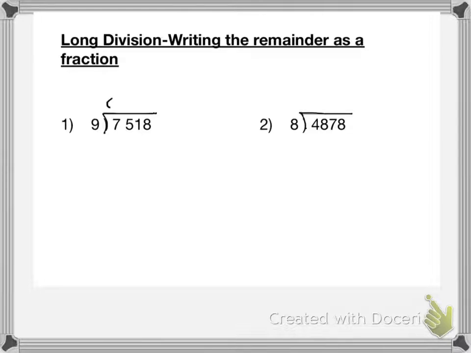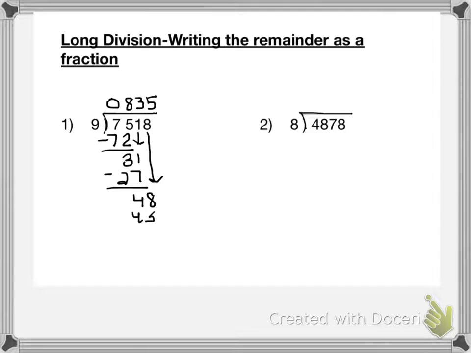9 cannot go into 7. I'm going to put a 0 as a placeholder. It can go into 75 8 times. That's 72. And when we subtract, we have a difference of 3. We'll bring our 1 down to make it a 31. 9 goes into 31 3 times. That's 27. And we have a difference of 4. We're going to bring the 8 down to make it 48. 9 goes into 48 5 times. That's 45. And we have 3 remainder.